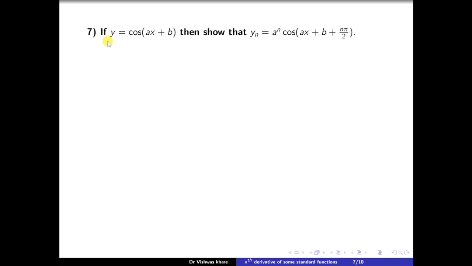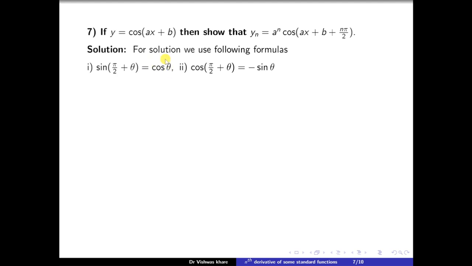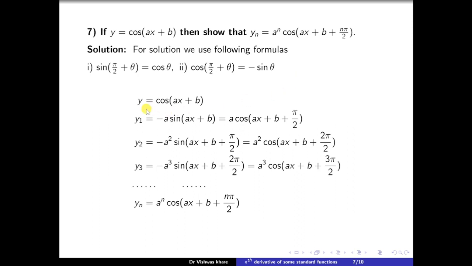Now let us take this example in which y is equal to cos(ax plus b), then show that yn is equal to a to the power n cos(ax plus b plus n pi by 2). Let us see the solution. For the solution, we use the following formulas. First, sine(pi by 2 plus theta) is cos theta, and cos(pi by 2 plus theta) is minus sine theta. So we have y is equal to cos(ax plus b).